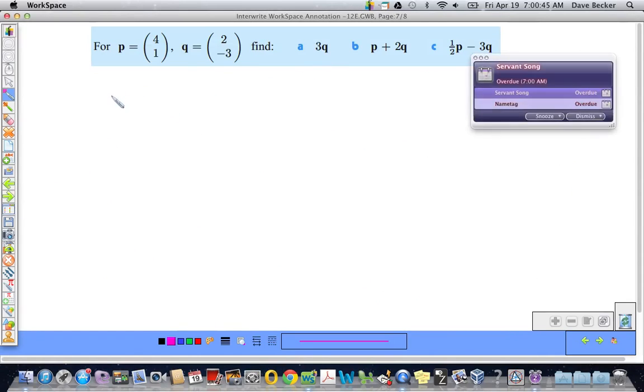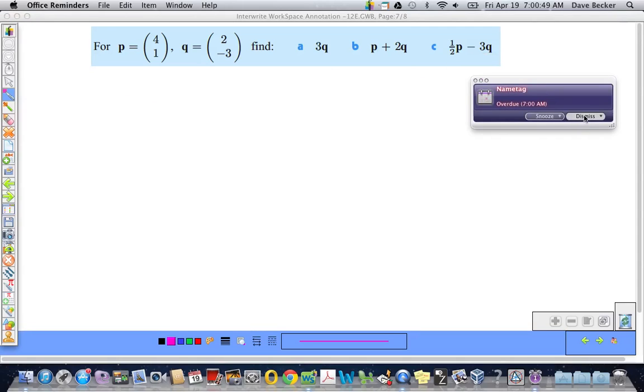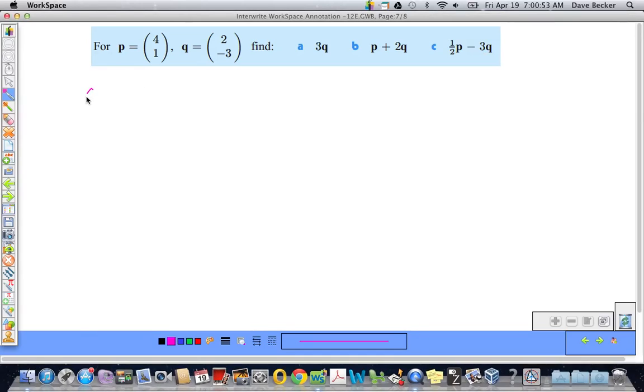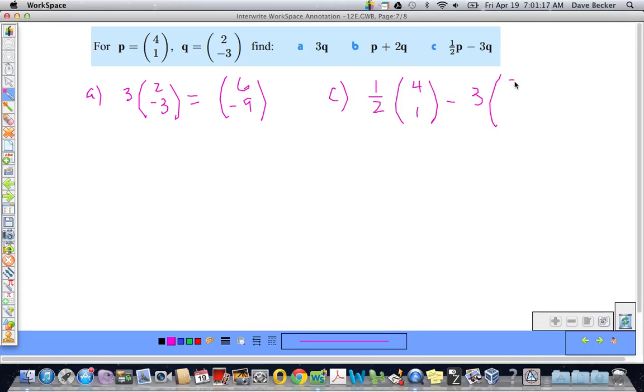Okay, so 3Q, let me get rid of those, sorry. 3Q is going to be 3 times 2, -3, which is simply going to be 6, -9. And I'm just going to skip to C. This is very simple. So 1/2 P, so that's going to be 1/2 times 4, 1, minus 3Q, so that's going to be 2, -3. So that will equal, let's see, 2, 1/2, minus, I'm going to leave the minus here and just multiply by 3, 6, -9. So we have 2 minus 6 is -4, 1/2 minus -9 is 9 1/2.